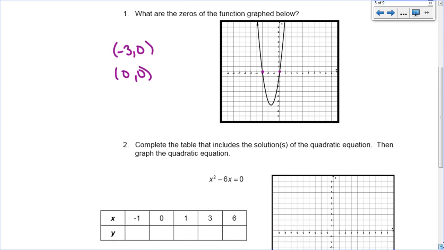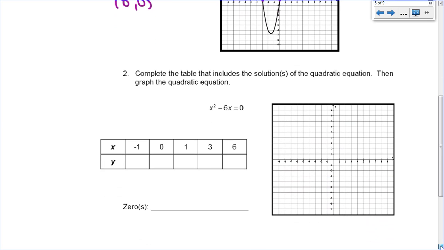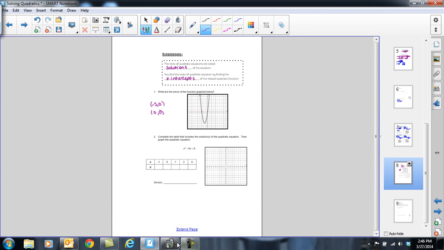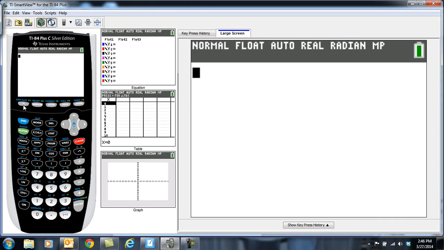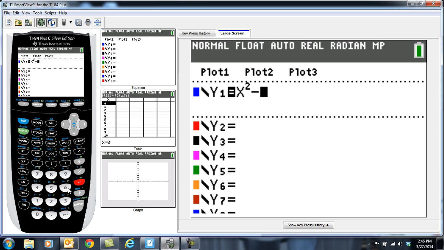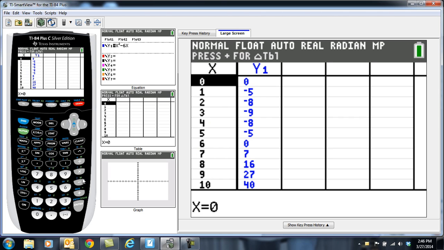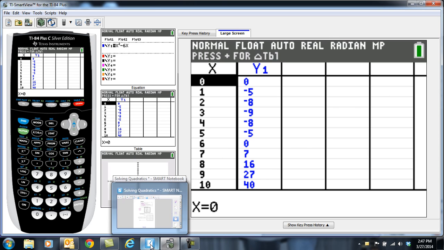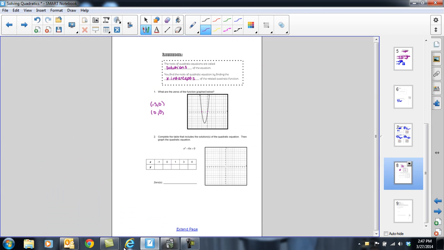Number two asks you to complete a table that includes the solutions of that quadratic equation, and then they want you to graph it. And so that's what we're going to do, but we're going to use our calculator. So we're going to pull out our calculator, and the first thing we're going to do is go to y equals, and we're going to type in that equation, x squared minus 6x. And I don't really need to look at the picture. I don't need to see what it looks like. They just want me to complete the table. So I'm going to go to second graph to look at the table for that function. And then I'm going to go back to my notes, and I'm going to fill in the table based on what that says.